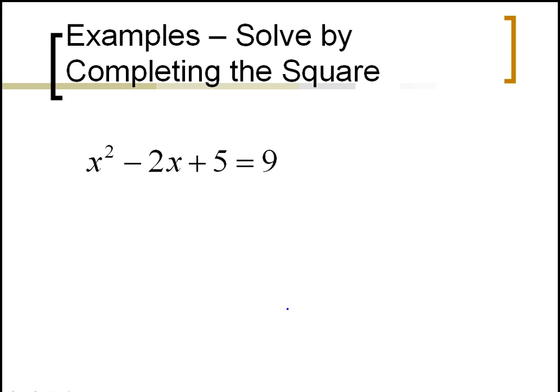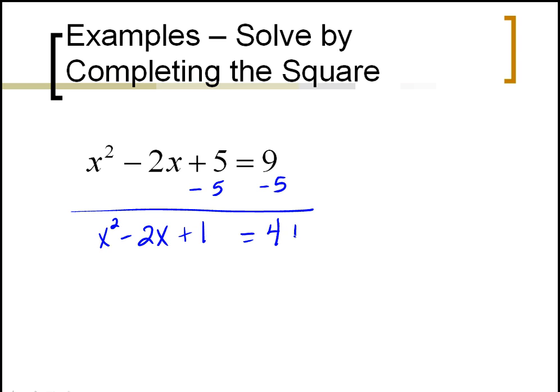So x squared minus 2x plus 5 equals 9. The first thing we need to do is subtract the 5, because what we want are just the variable terms on the left. Now this is where we're going to use completing the square, because we want a perfect square trinomial on the left. So we're going to take half of 2. Half of 2 is 1, and 1 squared is 1. We have to add that number to both sides. Then x squared minus 2x plus 1 factors as x minus 1 times x minus 1, is equal to 5.